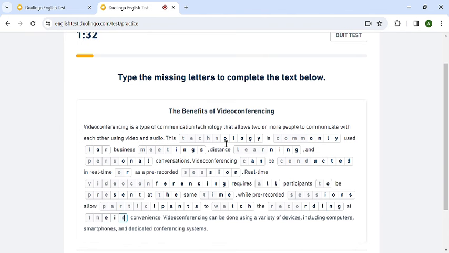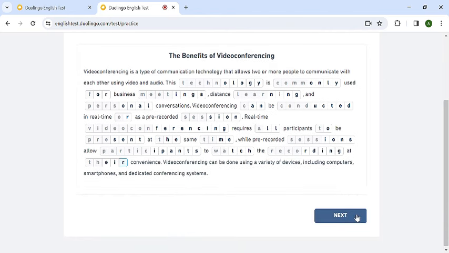Now I'll just go through it. Video conferencing is a type of communication technology that allows two or more people to communicate with each other using video and audio. This technology is commonly used for business meetings, distance learning, and personal conversations. Video conferencing can be conducted in real time or as a pre-recorded session. Real-time video conferencing requires all participants to be present at the same time, while pre-recorded sessions allow participants to watch the recording at their convenience. Good. Let's move on.